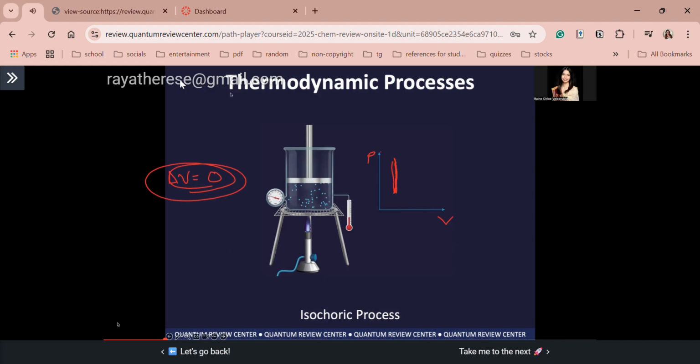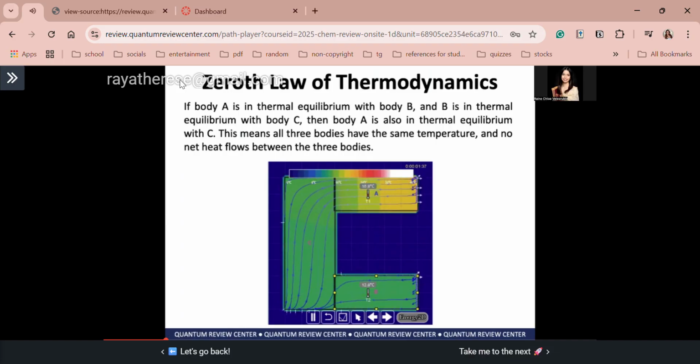I hope it's clear. But don't worry guys, marami pa tayong examples yan pag dumating na tayo sa mga laws of thermodynamics. Now, before we discuss the first law of thermodynamics, let's discuss the zeroth law of thermodynamics. Sinasabi lang ng zeroth law na if body A is in thermal equilibrium with body B, meaning same temperature, and B is in thermal equilibrium with body C, meaning same temperature, then body A is also in thermal equilibrium with C. Okay? Meaning ang mga three bodies na ito all have the same temperature and walang net heat na flow between the three of them. Okay? In-establish lang guys ng zeroth law that temperature is a measurable and consistent thermodynamic property.